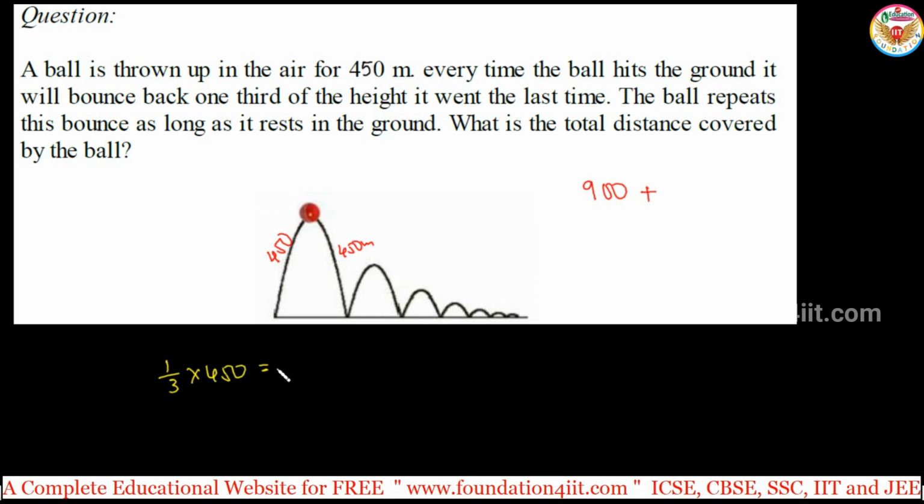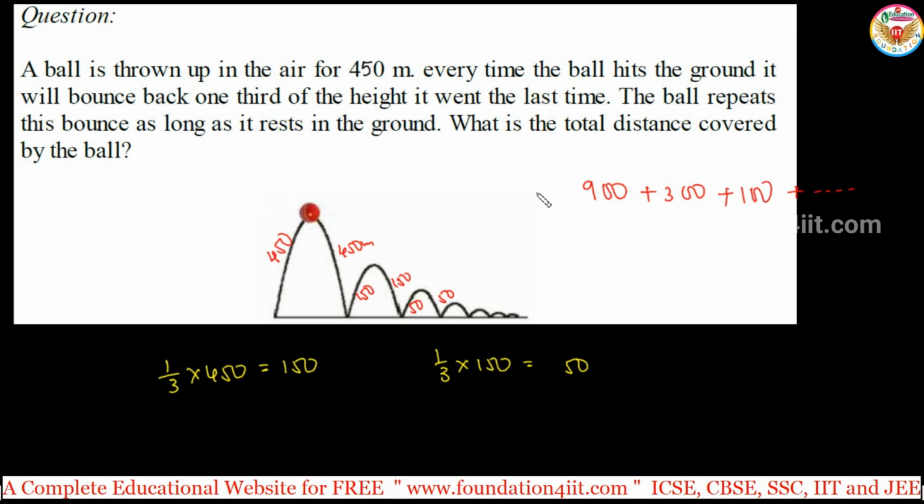1/3 of 450 is 150. So next time it goes up 150 and again returns 150. 150 plus 150 is 300. Again for the third time, 1/3 of 150 meters is 50. It is reducing by 1/3 every time. 50 plus 50 is 100. So the series is 900, 300, 100, and so on.